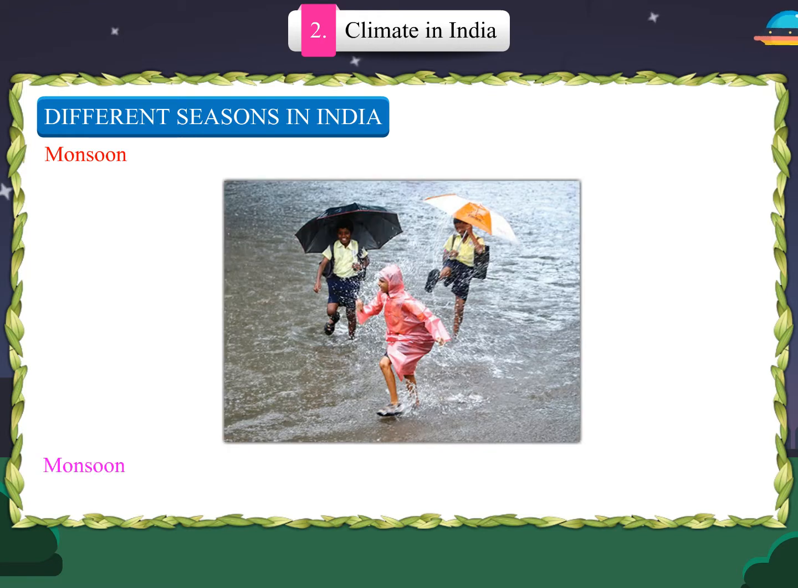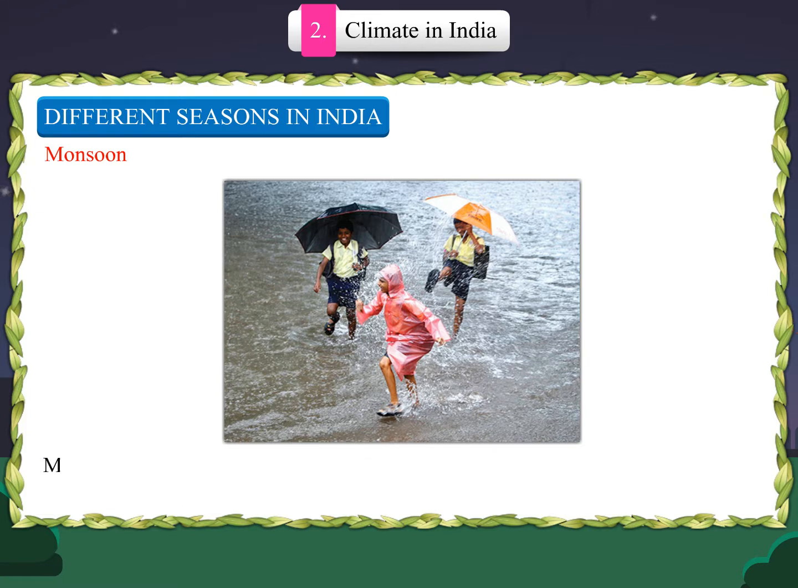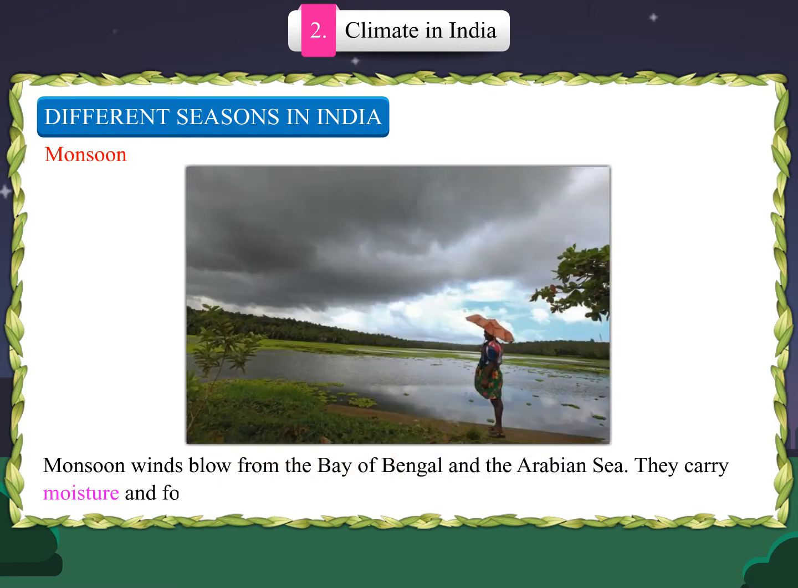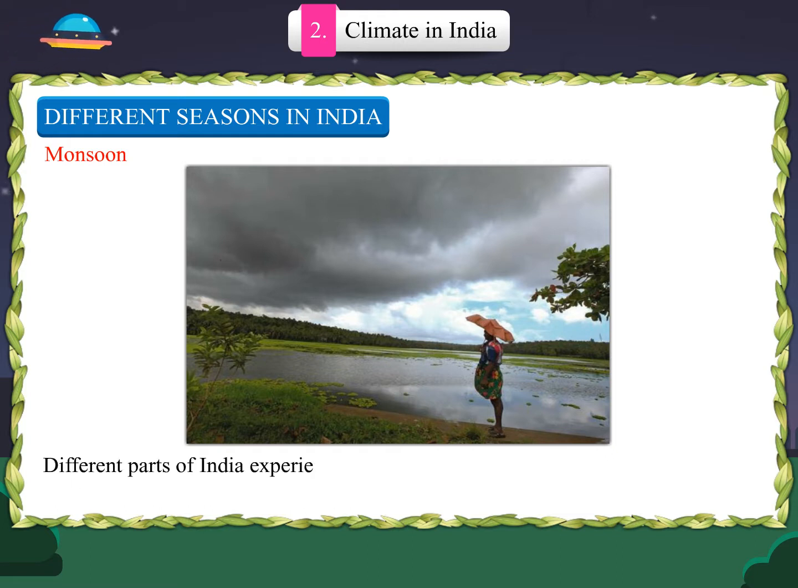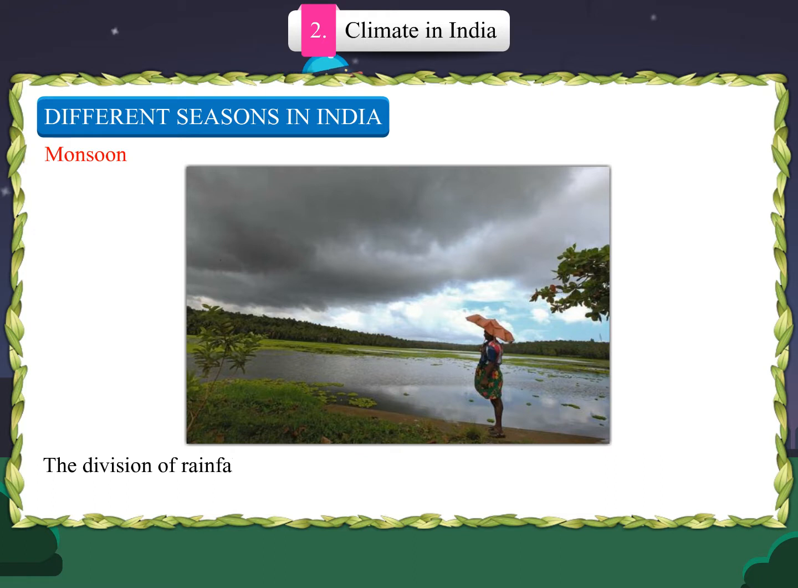Monsoon. Monsoon or the rainy season starts in India in the month of June and ends sometime in September. Monsoon winds blow from the Bay of Bengal and the Arabian Sea. They carry moisture and form clouds that give us rain. Different parts of India experience rainfall during the monsoons. In some places, rainfall occurs till late November. The division of rainfall varies from region to region.